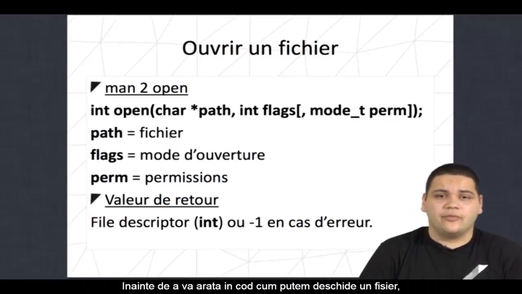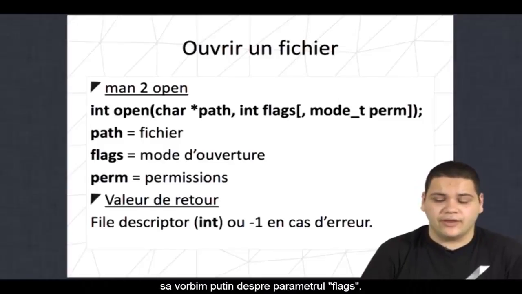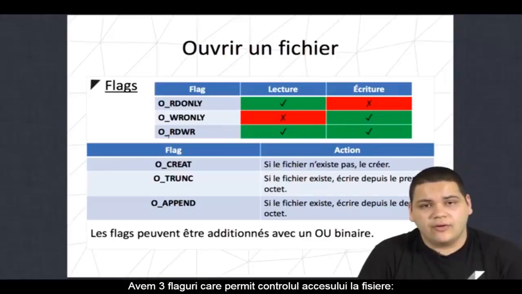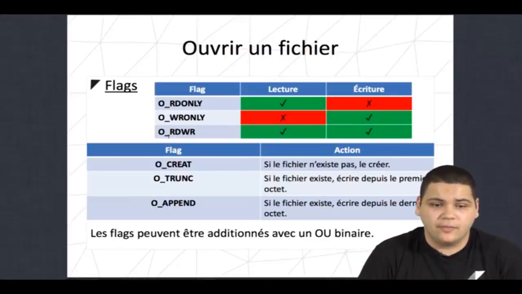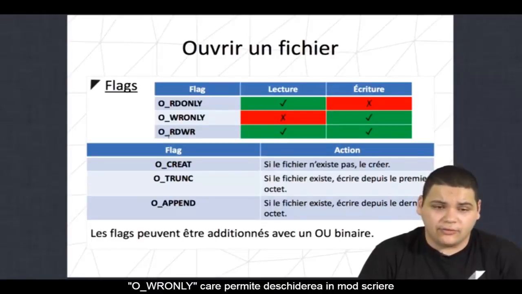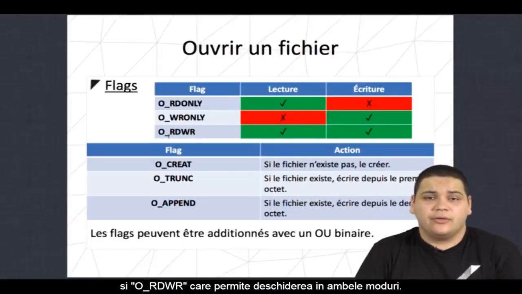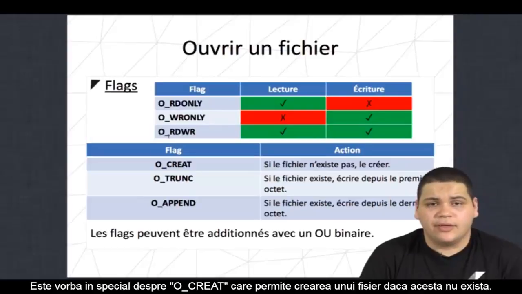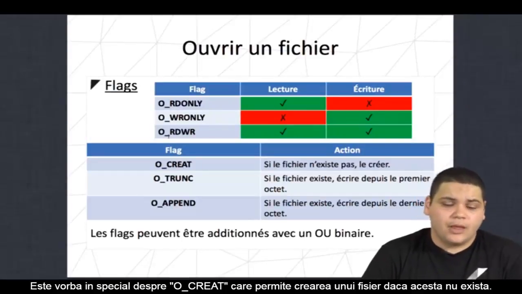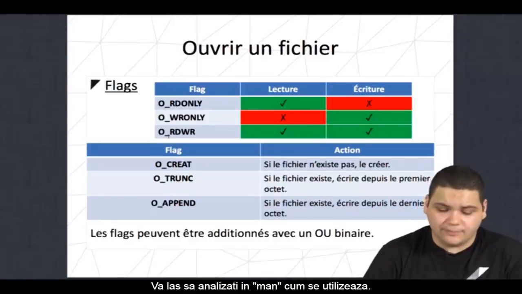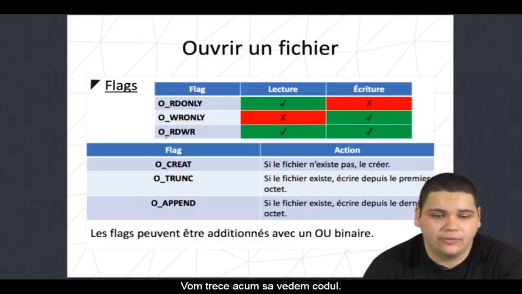Before showing you with code how to open a file, let me first talk about flags. As I've mentioned, we have 3 flags that allow us to control the level of access to the file: O_RDONLY, O_WRONLY, and O_RDWR. We've also got flags that allow us to modify open's behavior, such as O_CREAT, which allows us to create a file if it doesn't exist yet. Flags can be combined with a binary OR, and there are many others to use. Check out the man. Let's now move on to code.